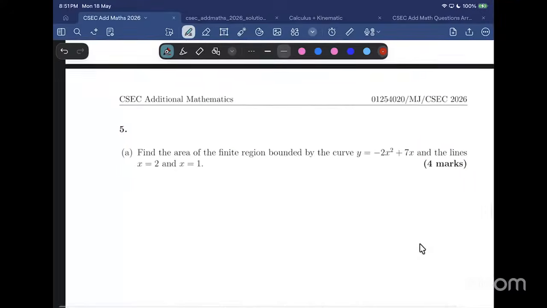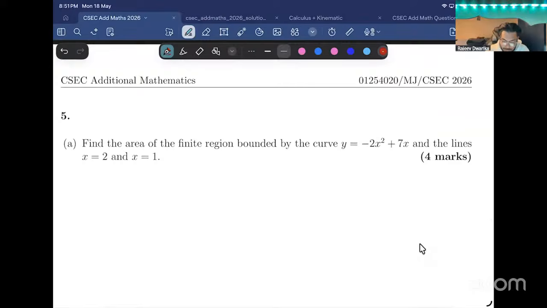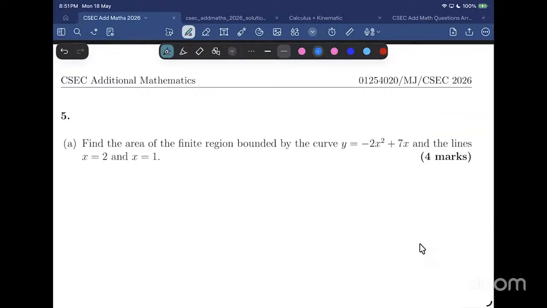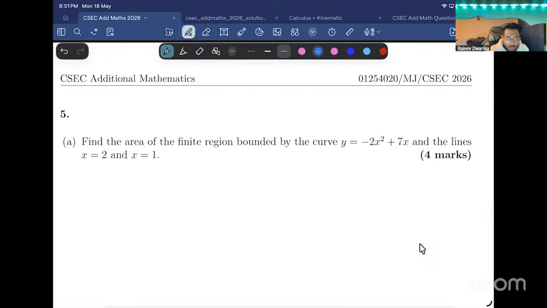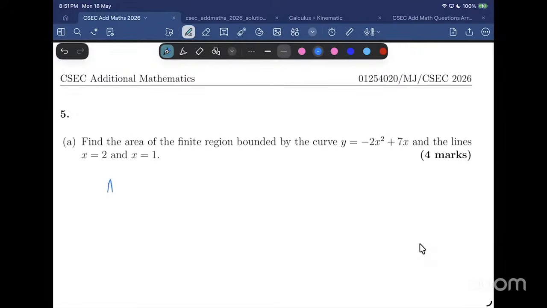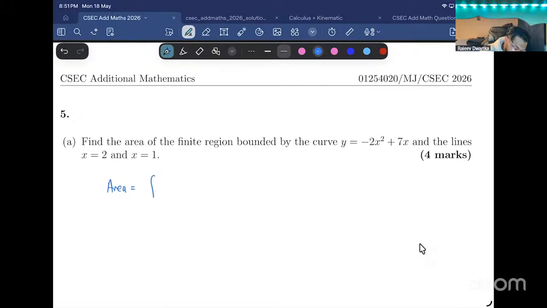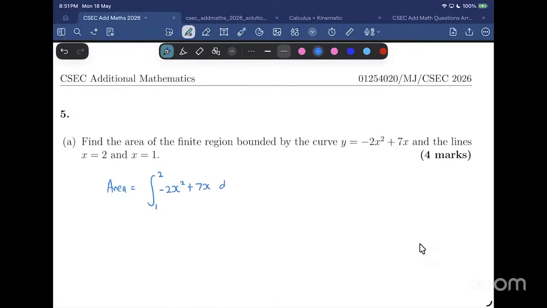Okay. So find the area of the finite region bounded by the curve y is equal to minus 2x squared plus 7x and the lines x is equal to 2 and x is equal to 1. So what we have here is a finite integral. Anytime you do finite integration, you find the area bounded by the curve and the bounds. So if I want to find the area, it's just going to be the integral from 1 to 2 of the function minus 2x squared plus 7x dx.